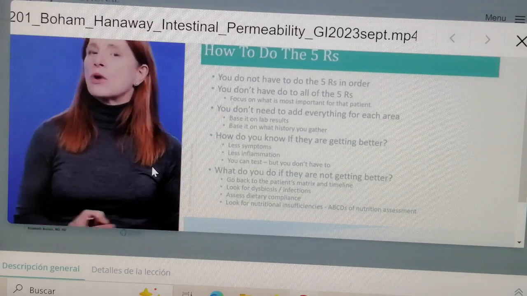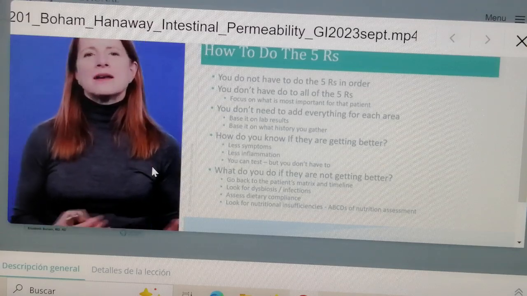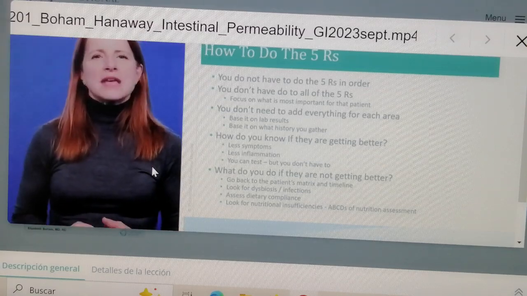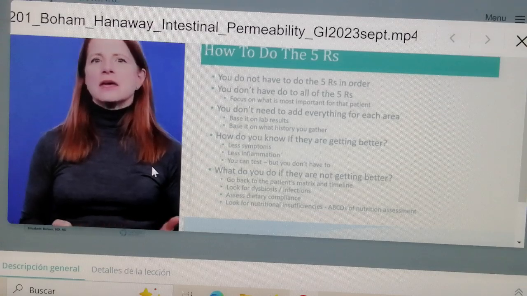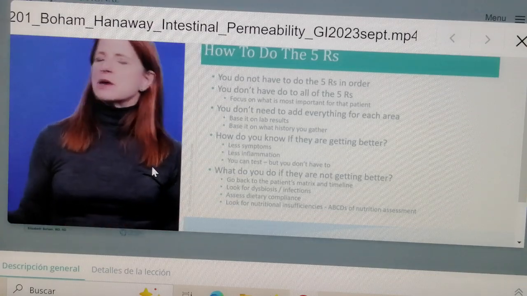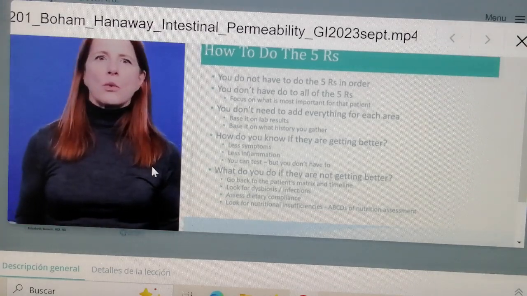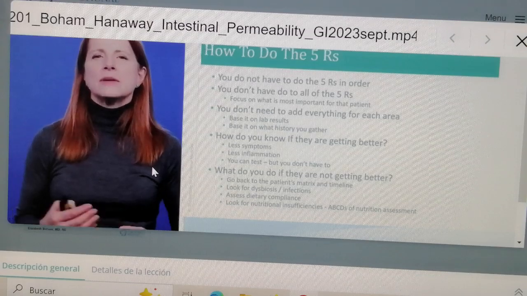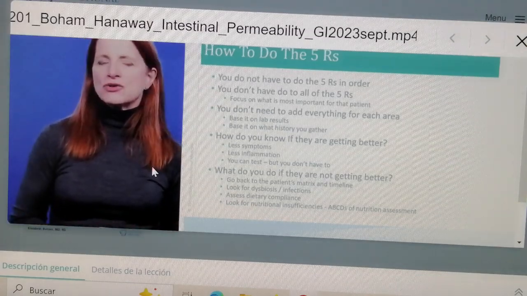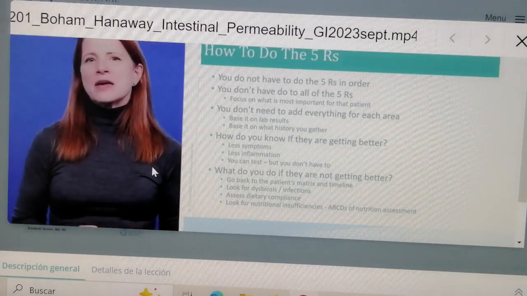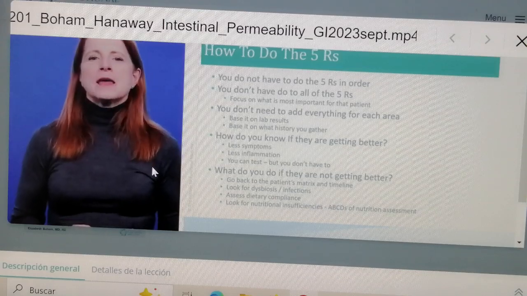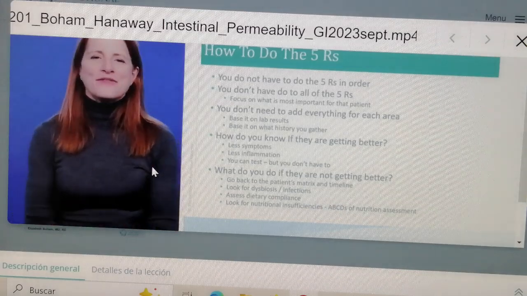Or maybe they need to be more careful. Or are they not getting enough nutrition? Look at those ABCDs of nutrition assessment. Are they low in vitamin A because of nutritional intake or for whatever reason? So really pay attention to both undernutrition as well as making the wrong food choices. So these are some things just to think about with the 5 Rs.